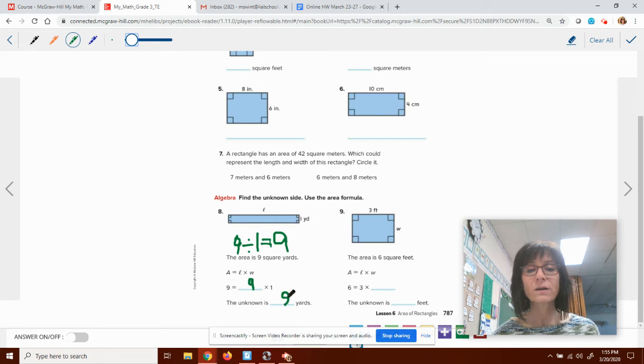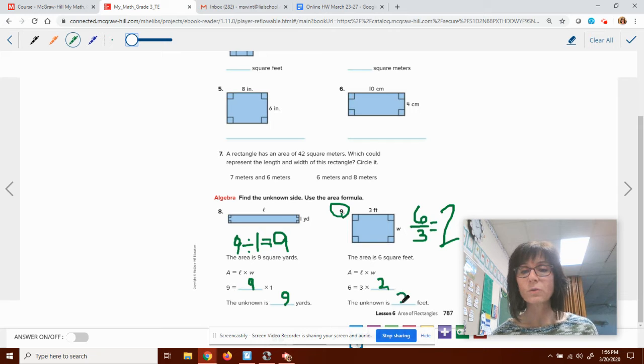It is 9 yards. The same will hold true for number 9. On number 9, we have 3 feet, but I don't know the width. The area is 6 square feet, so I can solve this because 6 equals 3 times something. It would be the same as saying 6 divided by 3, because remember, I can write it like that too, equals what? And if you said 2, you are so smart. It is 2 feet. Go on to the next page.